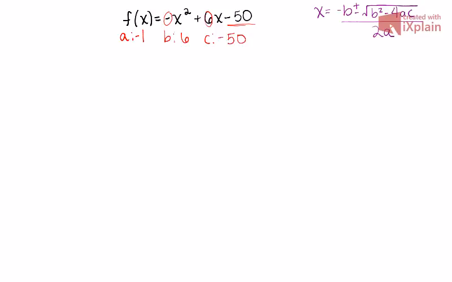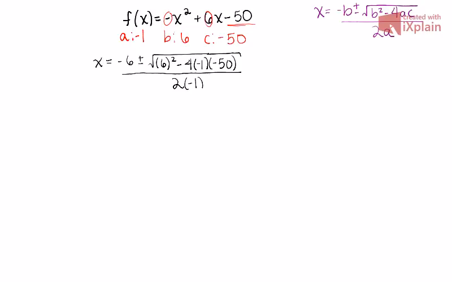Once you have your a, b, and c values identified, you can go ahead and substitute the values in the quadratic formula, so that we will have x equals the opposite of b, so the opposite of 6, which is negative 6, plus or minus the square root of b squared, make sure you put parentheses around that, minus 4 times your a value, which is negative 1, and your c value, which is negative 50. You're going to take that and divide the whole entire thing by 2 times a.